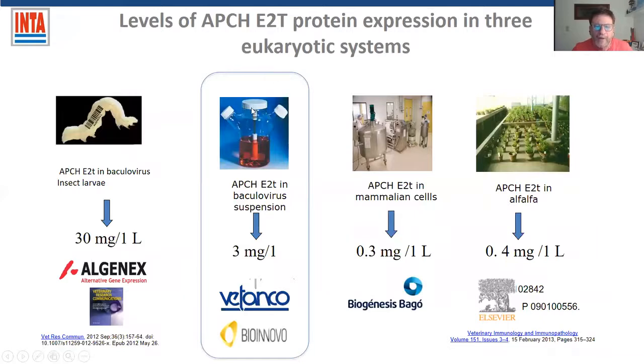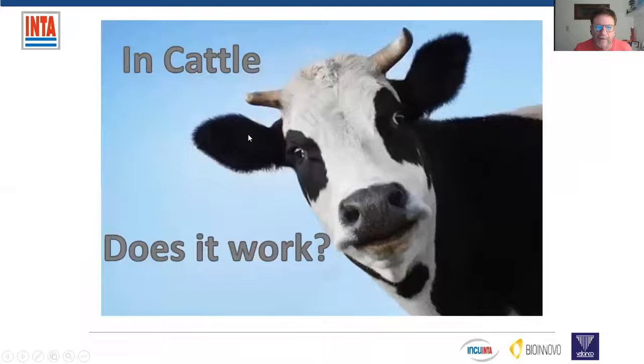When we have these results, the other question was in which system we are going to produce our vaccines. We tested with Algenex to produce in larval insects. We proved to produce with Biogenesis in mammalian cells. We made it at INTA in alfalfa. In all the cases, we have good results, and we proved the results in animals, in guinea pigs and in cattle, but the most successful platform in our case is with baculoviral suspension cells. So this was the platform that we used to produce the VLPs vaccine.